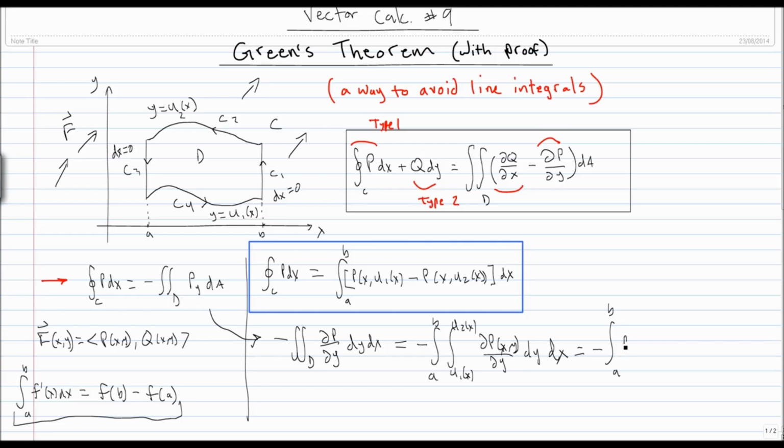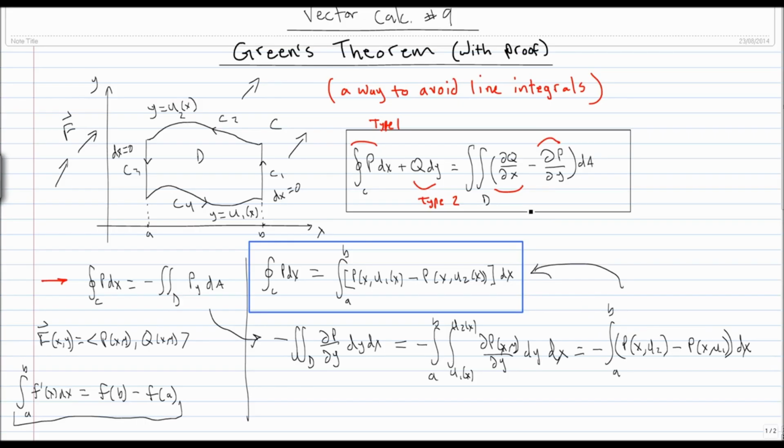So we end up with p of x, u2 of x. I'll just leave it like that because I'm running out of space. And evaluate at the other endpoint, u1, dx. So you should be able to see that these two look a lot alike.